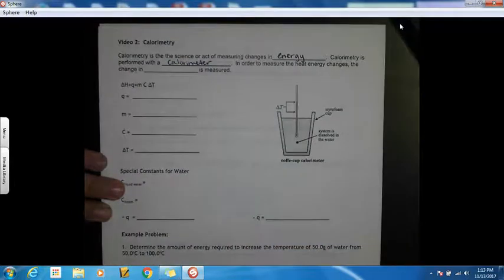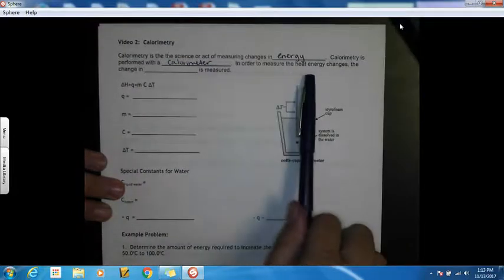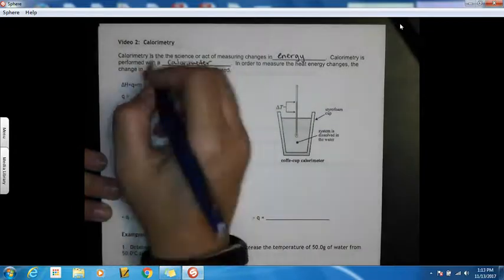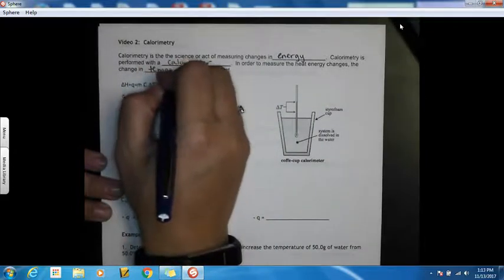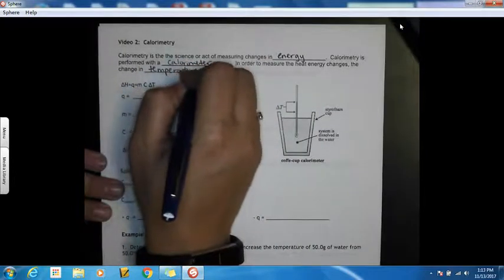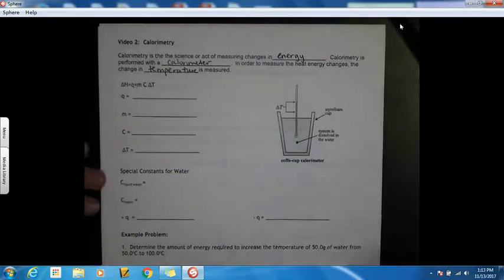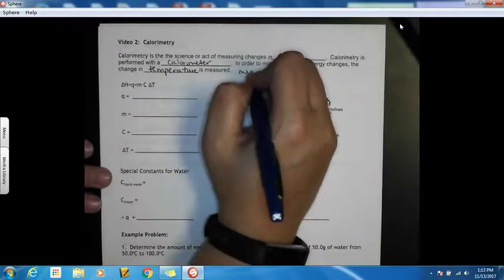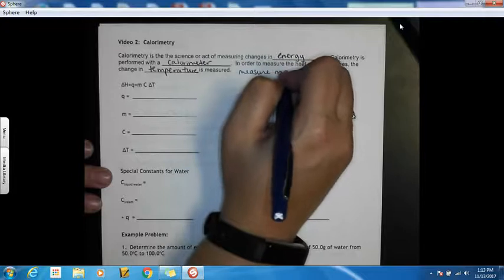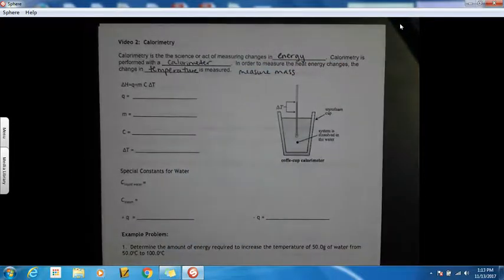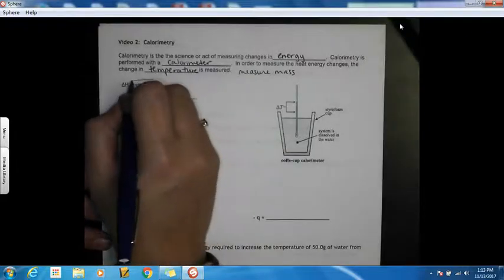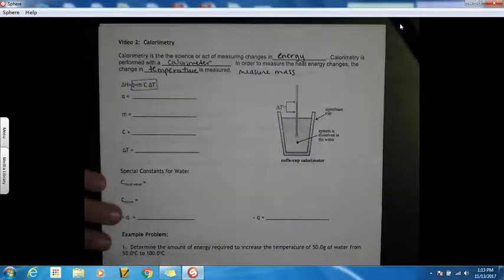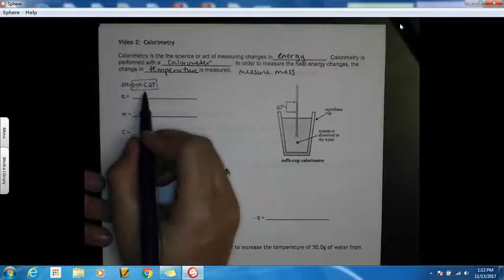Right? So in order to measure the heat energy changes, the change in temperature is measured. Along with the change in temperature, we also will measure the mass. And we use the equation Q equals mc delta T, or MCAT. Again, this equation is found in your reference table.